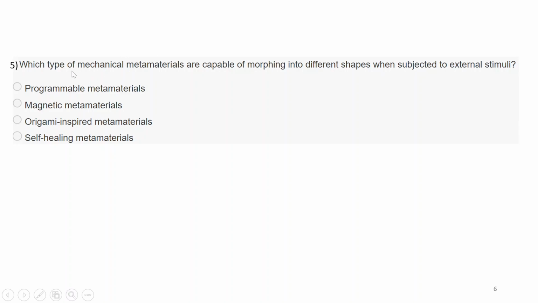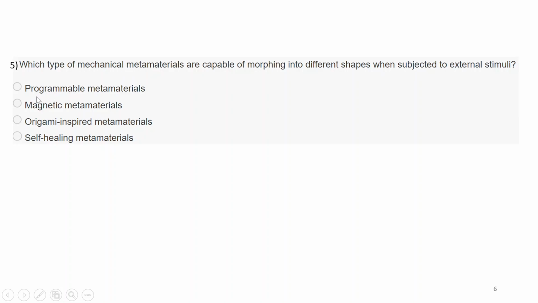Which type of mechanical metamaterials are capable of morphing into different shapes when subjected to external stimuli? The previous question was also related to mechanical metamaterials. The correct answer here again will be origami-inspired metamaterial. Others don't fall in this category. Programmable, magnetic and self-healing metamaterials are all part of smart materials, but not mechanical metamaterials.